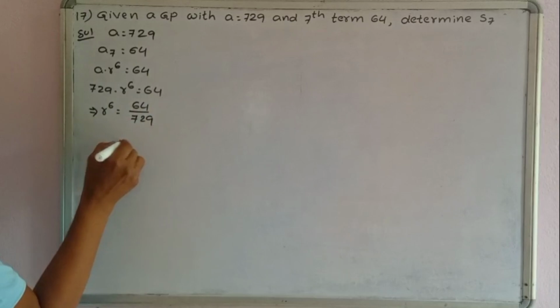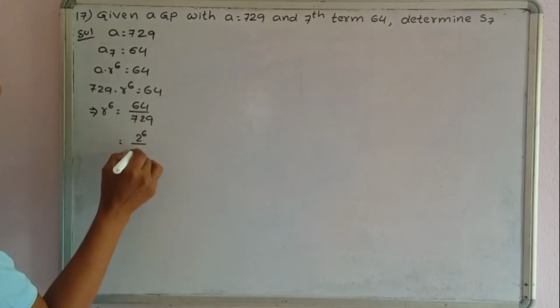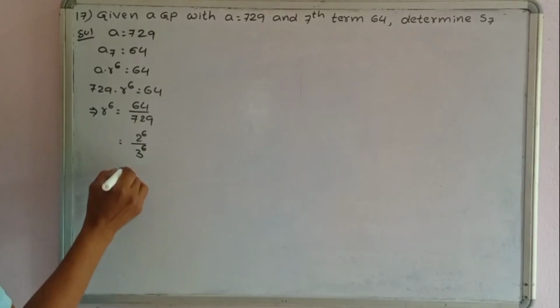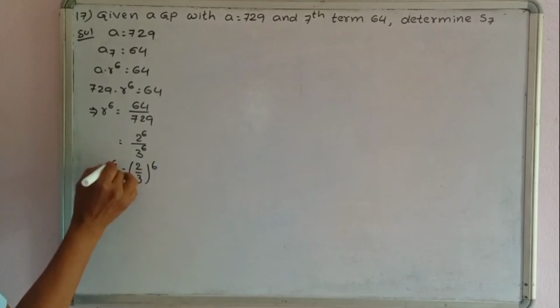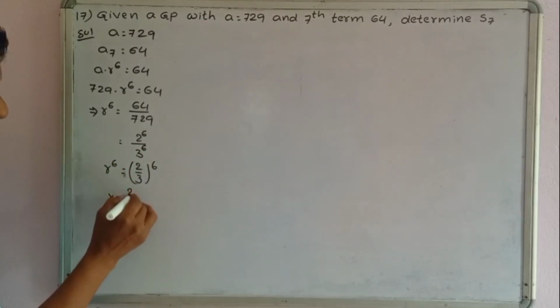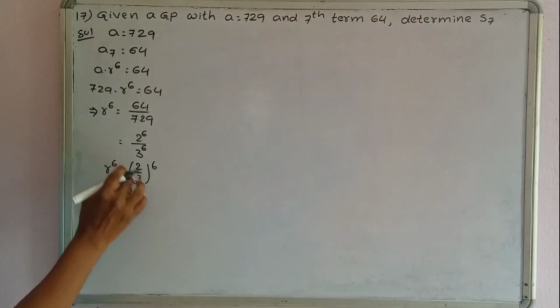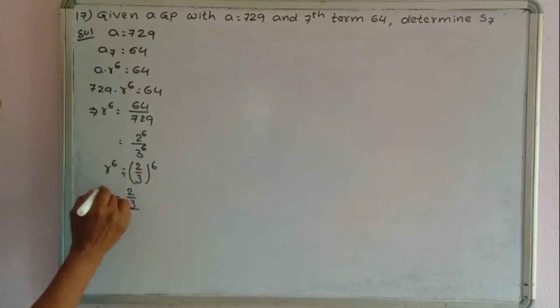So 64 can be written as 2 power 6, and 729 can be written as 3 power 6. So 2 power 6 by 3 power 6 is 2 by 3 whole power 6. Therefore r power 6 equals (2 by 3) power 6, so r equals 2 by 3. Why? It is in the form a power m equals b power m, so a equals b. So r equals 2 by 3.